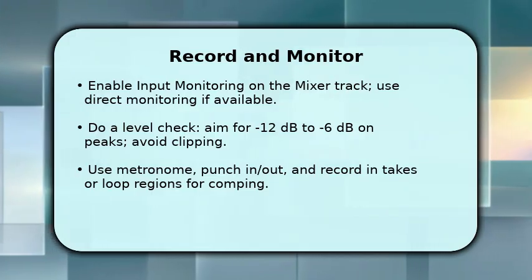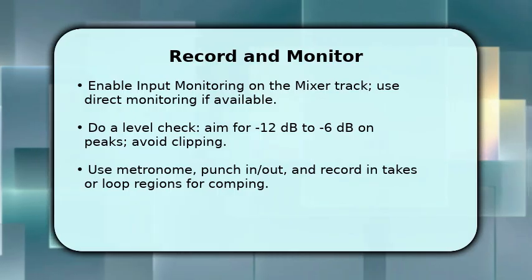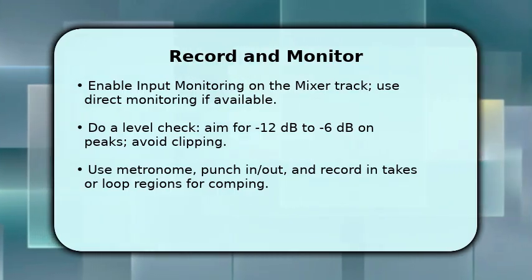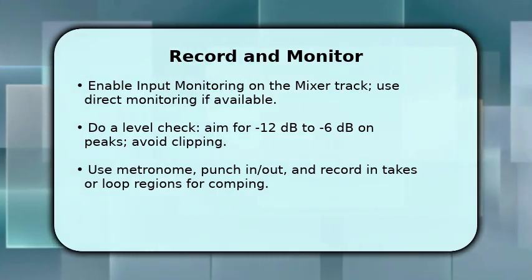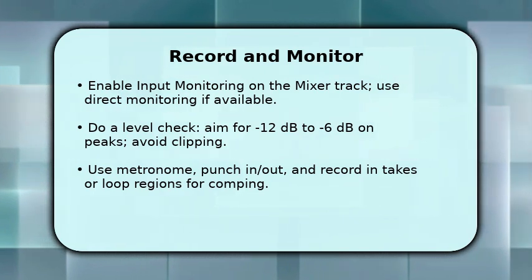Use the playlist loop or punch in/out controls for multiple takes. Record short, focused passes rather than one long run. Once you have usable takes, save them and label each region. Comping becomes fast and precise.